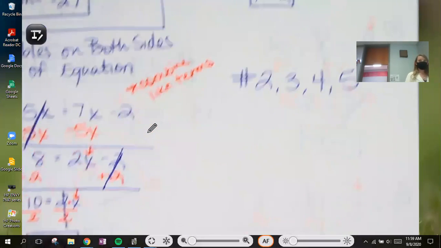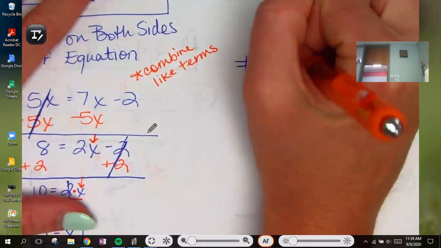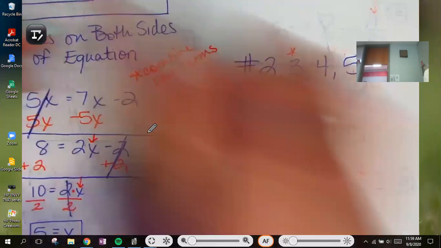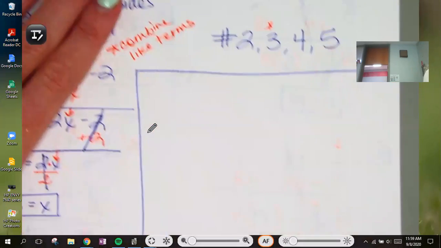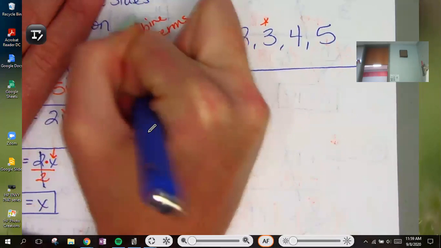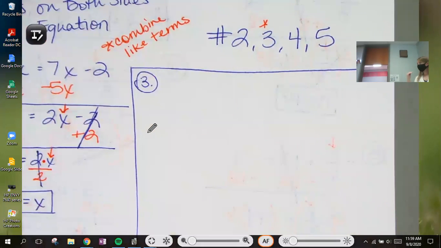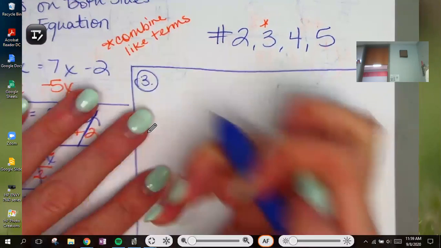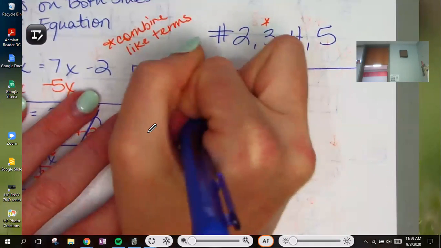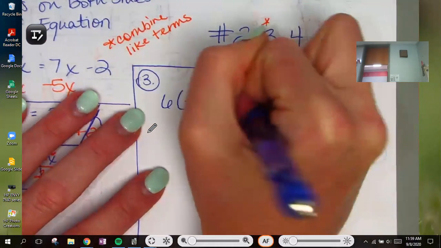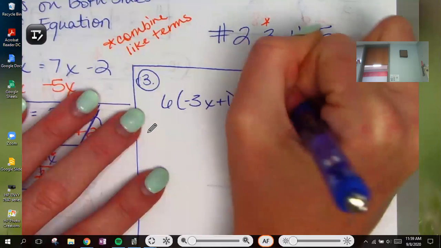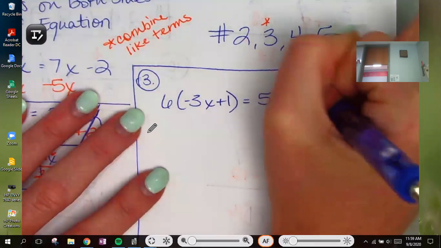Okay, so I'm just going to do number 3. Make sure you have that one somewhere on your paper. If you've already done this problem, just follow along and make sure you followed all those same steps. Okay, so the problem was 6(-3x + 1) = 5(-2x - 2).